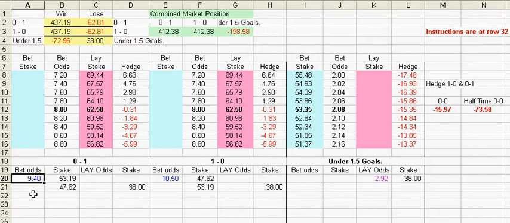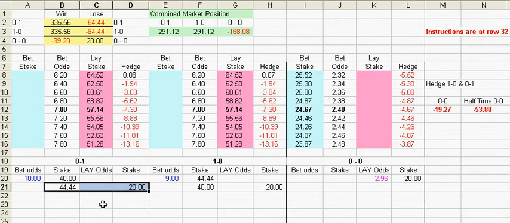Now we've got odds of 9.4 and 10.5 and lay odds of 2.92 in this particular match. This proved to be a good game to trade because we only need the odds to drop from 9.4 down to 8, or from 10.5 down to 8. Now we'll have a look at another game where the odds are needed to drop a little bit further.